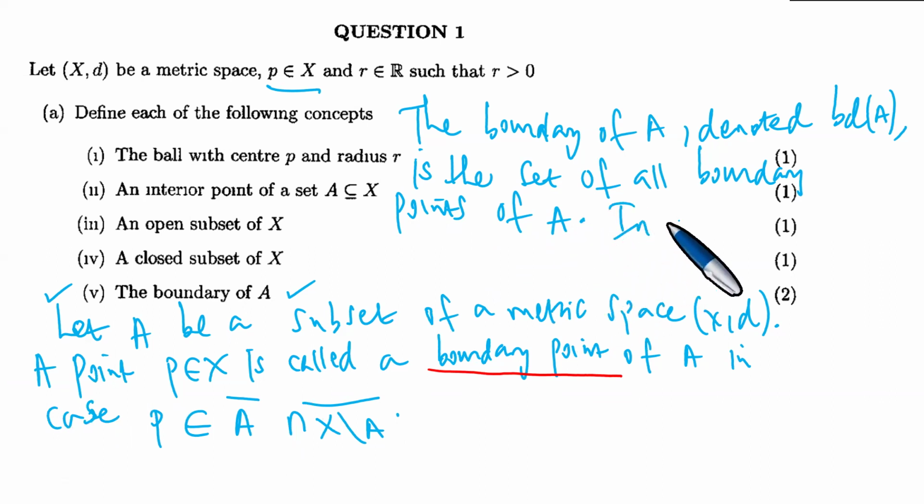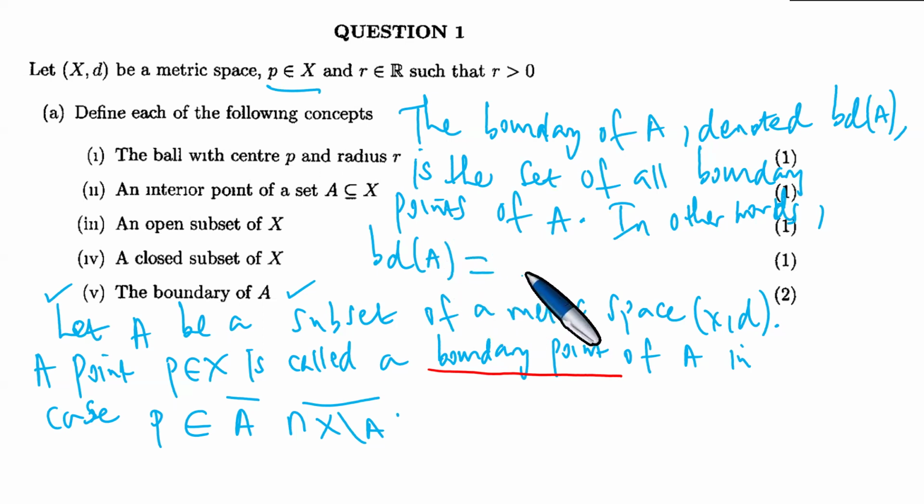In other words, the boundary of A is the closure of A intersection the closure of X minus A. Okay, so the boundary of A is equal to the closure of A intersection the closure of the complement of A, X minus A. So this gives us a sense of what we need to learn.